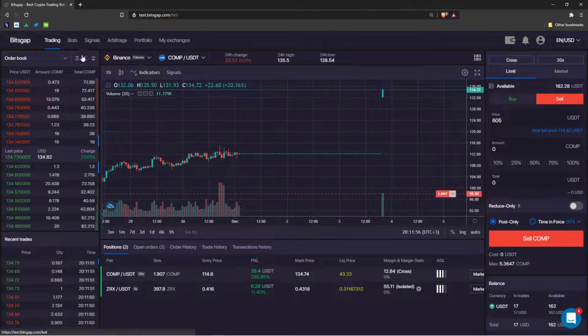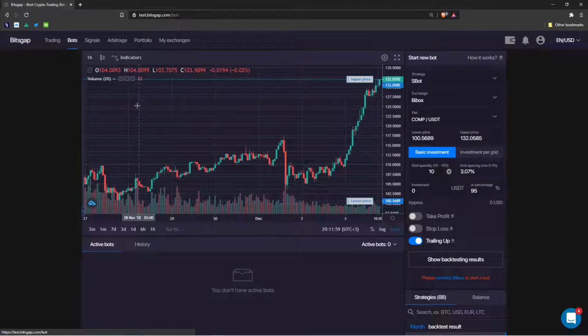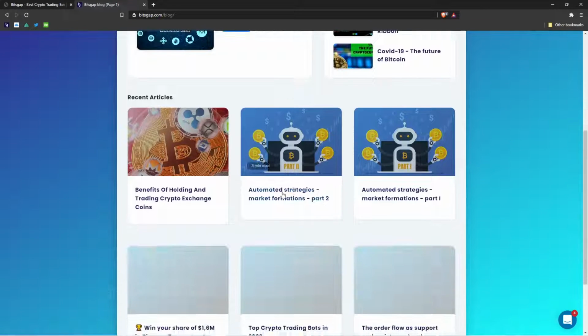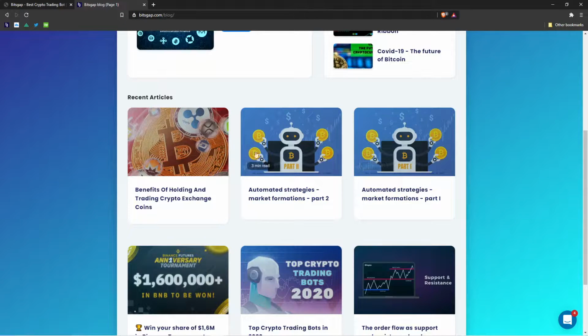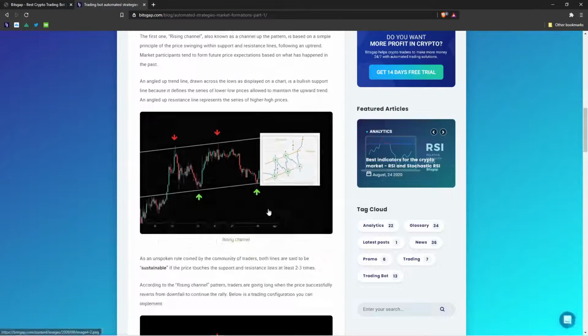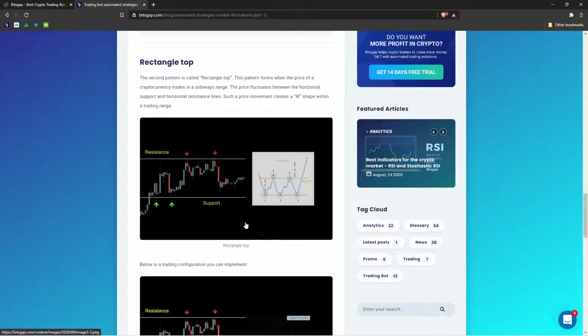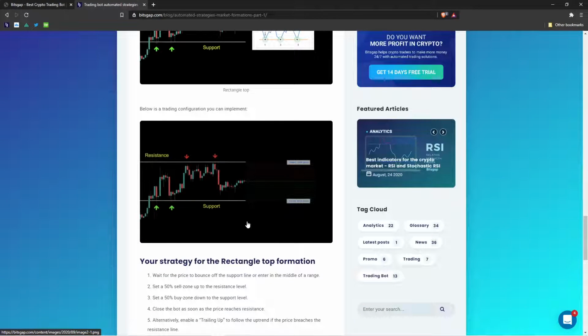So futures market and automated bots. These are three ways you can trade cryptocurrencies, and you can always create your own strategies on the spot market, on the futures market, and on automated bots. You can use my ready-made strategies, which I post here at Bitsgap. You go to the blog, and here you see automated strategies. These are ready-made strategies that you can use. You see channel up, the one that I explained to you, these are for the sideways market. So everything is here for you to take advantage of.